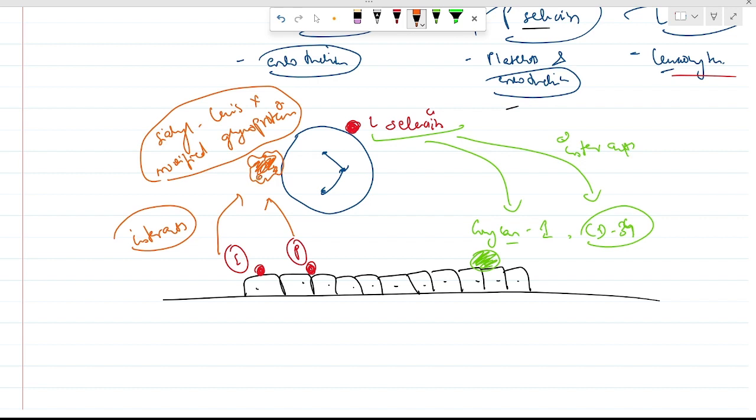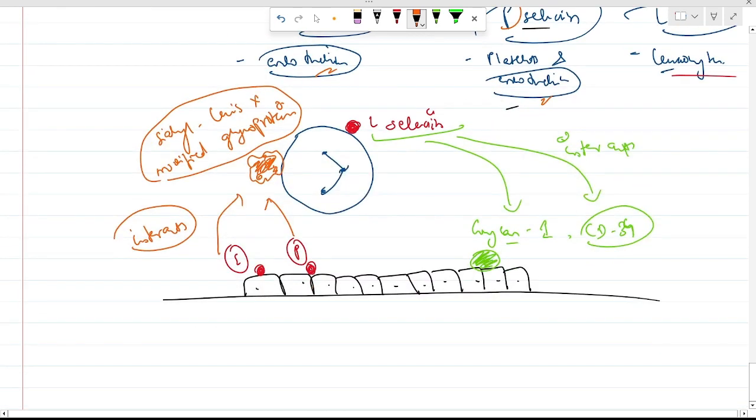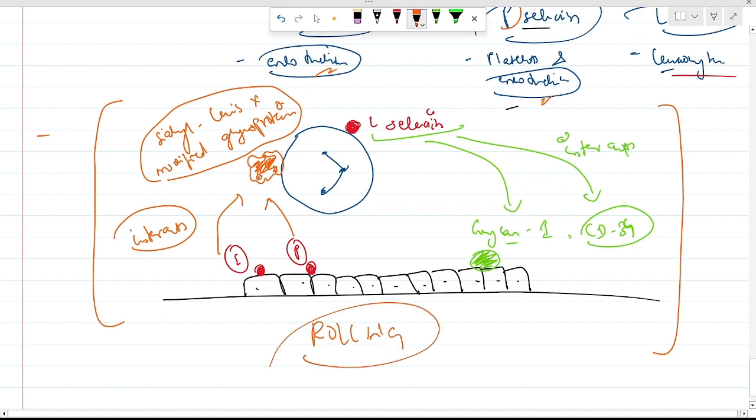That's why I've said to remember E and P selectin are on the endothelium. This is the reason for their interaction and how this entire process of rolling goes into action. Selectins are the molecules that help in this process.